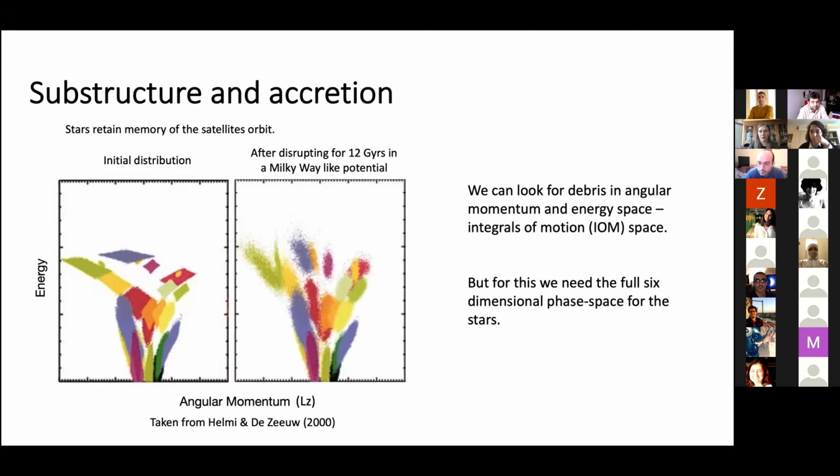And so we can look for debris in our own Milky Way by looking for over-densities like this in this energy angular momentum space. And so to do this, we need 6D phase space information for the stars. So we need the position on the sky, the proper motion, the distance, and the line of sight velocity, which can be quite difficult to obtain for many stars, and especially stars that are further away. But for this, we use Gaia data.